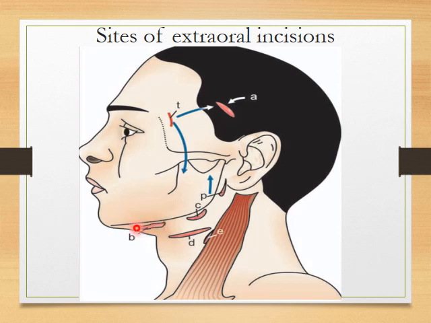This incision is used for the drainage of submental and submandibular spaces. This incision C is for the drainage of submandibular, submasseteric, and pterygomandibular spaces. This incision D is used for the drainage of lateral pharyngeal and the upper part of retropharyngeal spaces. This incision here is used for the drainage of retropharyngeal space. This incision here is used for the drainage of parotid space infection. And this incision, as we took in the previous lecture, is used for the drainage of the infratemporal space.